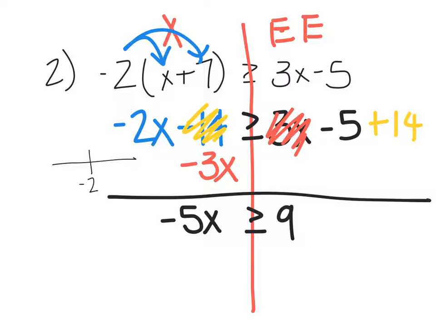Here's a negative 2 on the number line. If I want to subtract 3 from that, I need to go to the left. 1, 2, 3. That'd be negative 3, negative 4, and negative 5 is where you would end up. So now back to my problem.